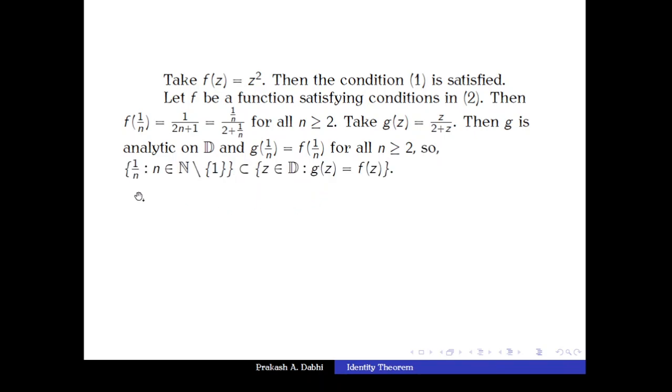And so the set of points where g and f are equal contains the set {1/n : n ≥ 1}, and this set has a limit point, namely 0. That means 0 is a limit point of the set of z in D such that g(z) equals f(z). So by the corollary of the identity theorem, what do we get? f(z) is the same as g(z). But what is g(z)? z/(2+z), and so f(z) is z/(2+z).